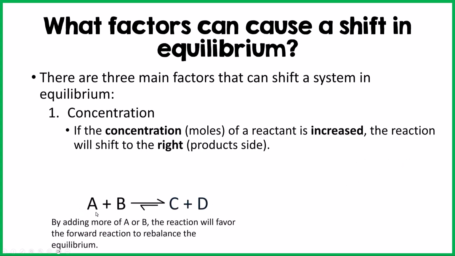So here's an example. If we have two reactants here, A plus B, and we have two products, C and D, by adding more of A or B, the reaction is going to favor the forward reaction to rebalance the equilibrium. So in order to consume some of the excess reactant that we now have, the reaction is going to occur more often in this forward direction to get rid of some of that extra reactant. And that is going to rebalance the equilibrium, but it's going to have a greater forward reaction rate than it does reverse rate.